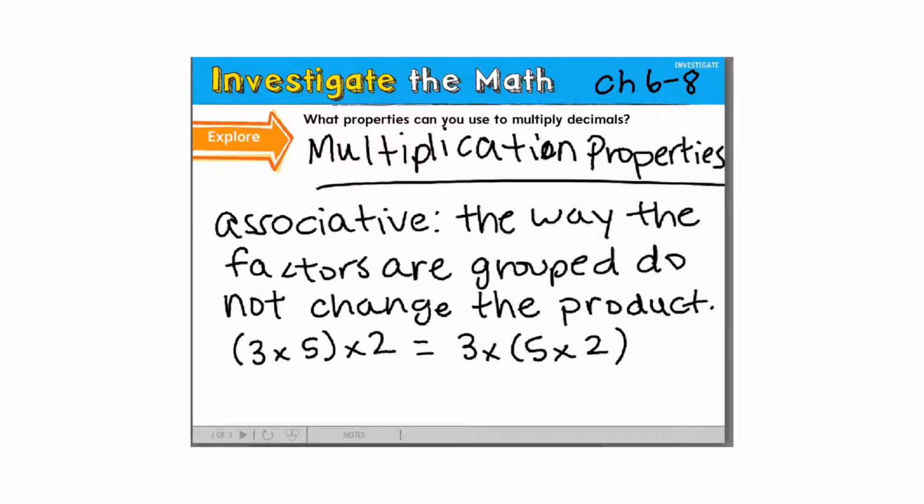So that's the difference. So today we're talking about multiplication. Multiplication and division, remember, are inverse of each other. The word inverse means opposite.